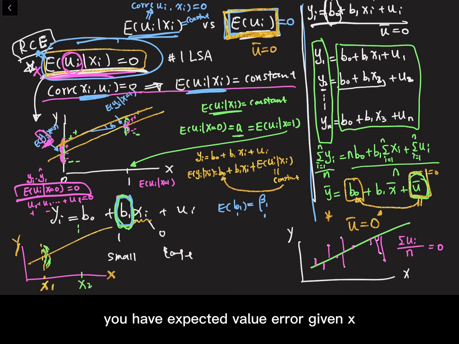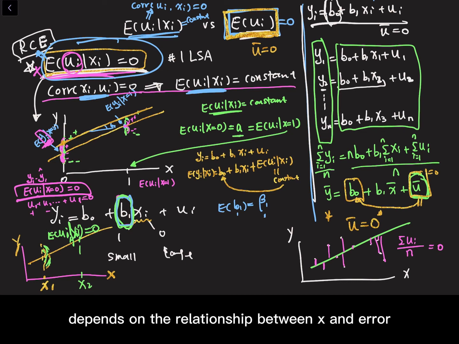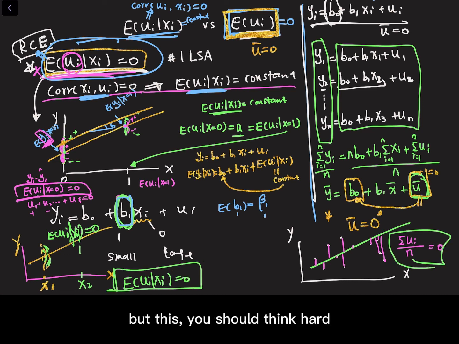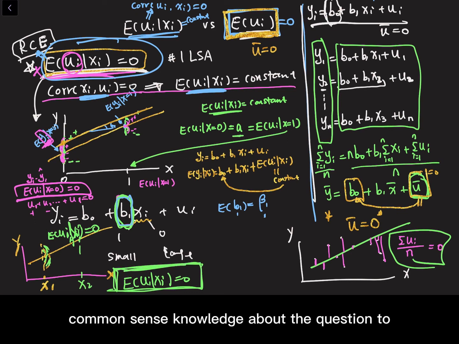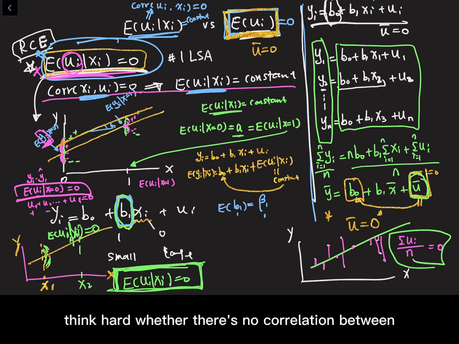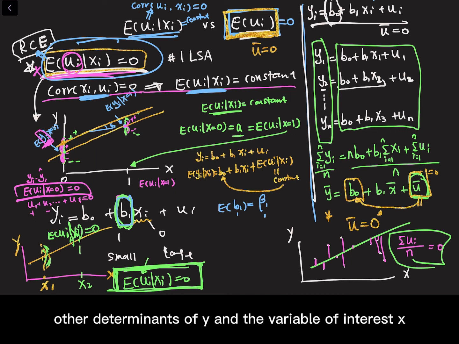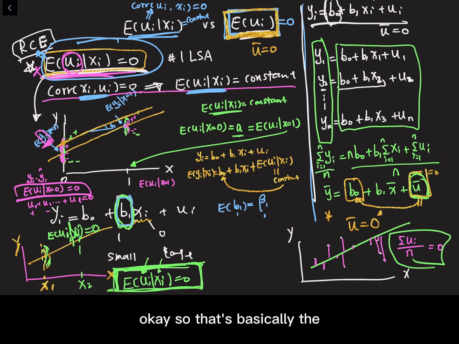Given the value of x, you have the expected value of error given x. Whether this equals 0 depends on the relationship between x and error. But the mu bar equals 0 is always true, while this one you should think hard about. Use your logic, common sense, and knowledge about the question to think hard about whether there's no correlation between other determinants of y and the variable of interest x. So that's basically the relationship between the expectation of error given x, and the expectation of the error term.